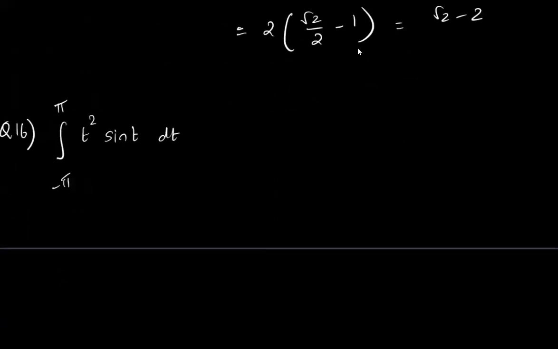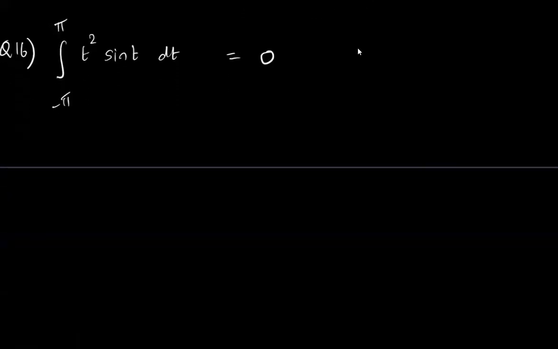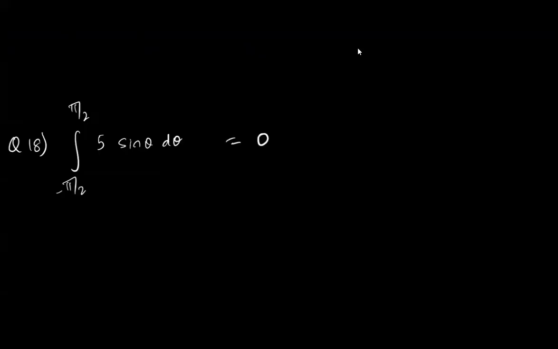So t squared sine t is an odd function. Therefore, negative pi to 0 and 0 to pi will cancel each other out and the net area will be 0. Sine theta is an odd function. So again, negative pi over 2 to 0 and 0 to pi over 2 will have the same area and they will cancel each other out and you will get 0 as your answer.